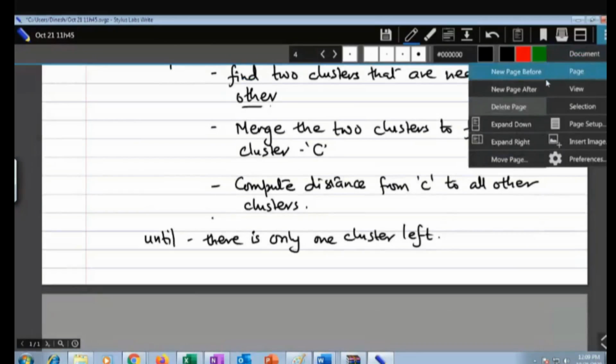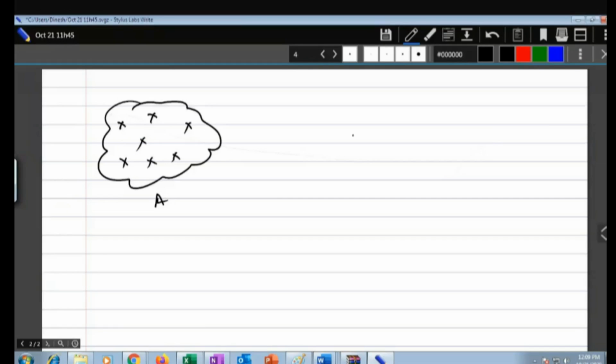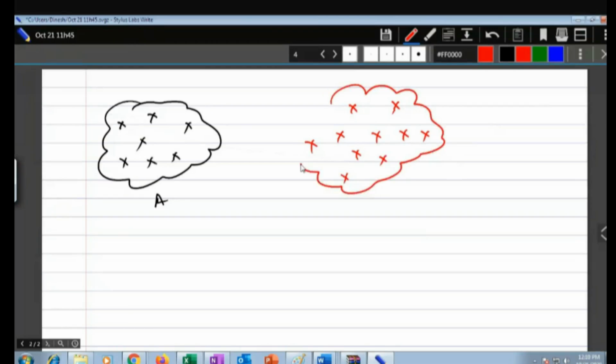Because when I say pairwise distance between two clusters, let us say this is one cluster with 1, 2, 3, 4, 5, 6, 7 points. This is my cluster A, and let's say this is my cluster B. Then there are different distance models that we generally use to find the cluster distances.